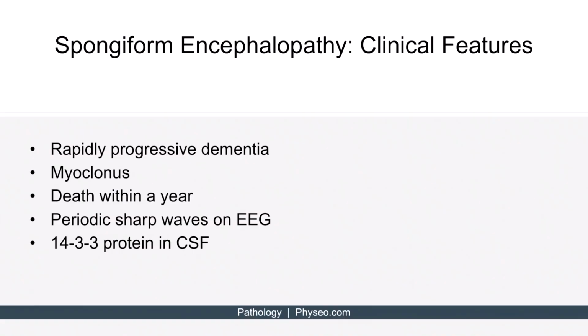Patients with this condition present with rapidly progressive dementia that occurs over the course of weeks or months. They'll also have myoclonus, and death typically occurs within 1 year. Periodic sharp waves may be seen on EEG, and the 14-3-3 protein may be seen in the CSF. This is a protein that's released into the CSF when brain cells die.